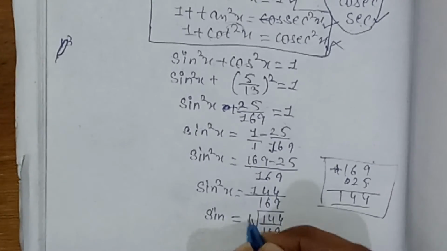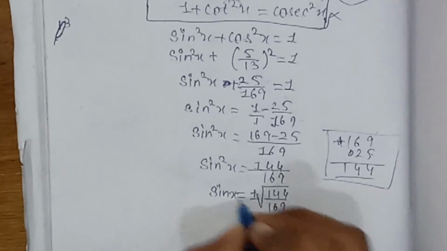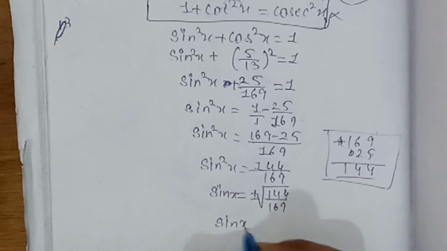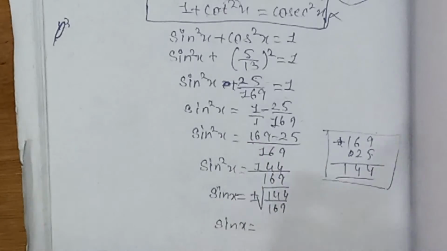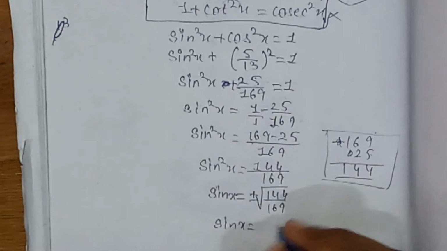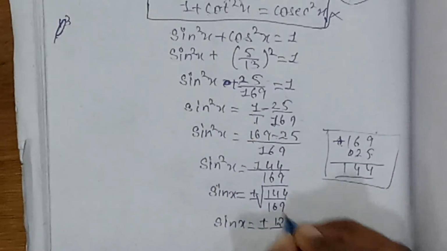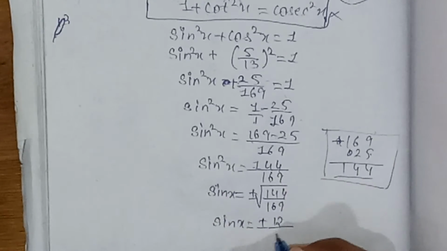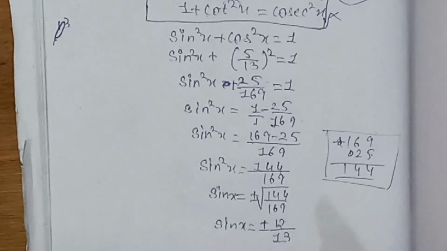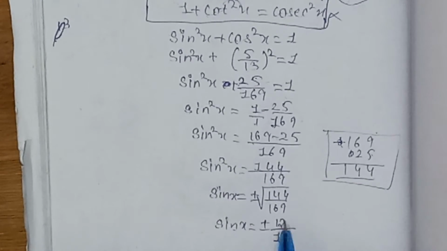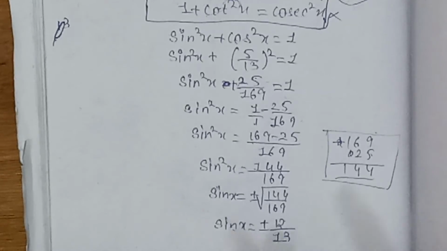It becomes plus or minus sin x. And what is the square root of 144? Every time you have to remember it's 12, so plus or minus 12. The square root of 169 is 13. So how can we know whether the sine value is plus 12 by 13 or minus 12 by 13? Again the same procedure.